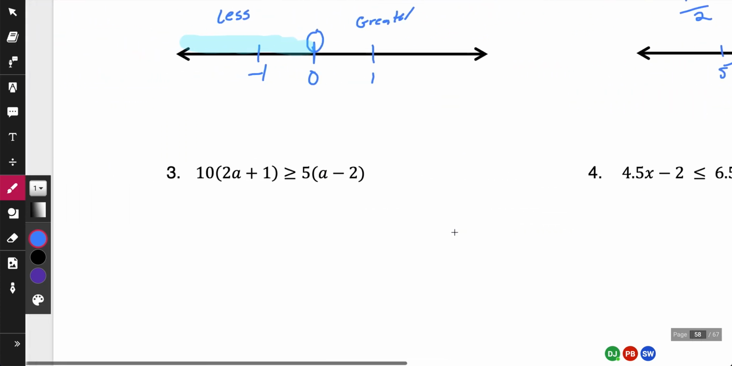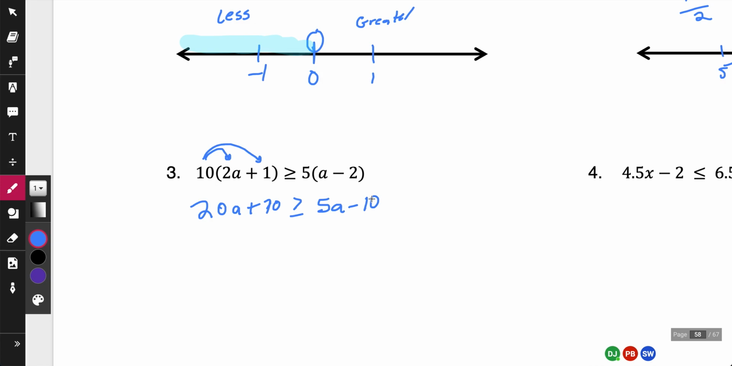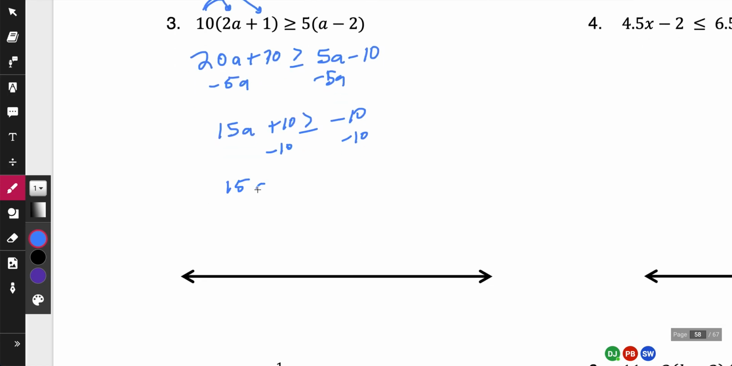Okay, over here now. Here we got a little bit more things to do. First thing that I would do is distribute the 10 to both terms in the parentheses. This would give me 20a plus 10 is greater than or equal to 5a minus 10. So then I would minus 5a on both sides to have 15a plus 10 is greater than or equal to negative 10. From there then, I would minus 10 on both sides, and this would give me then 15a is greater than or equal to negative 20.